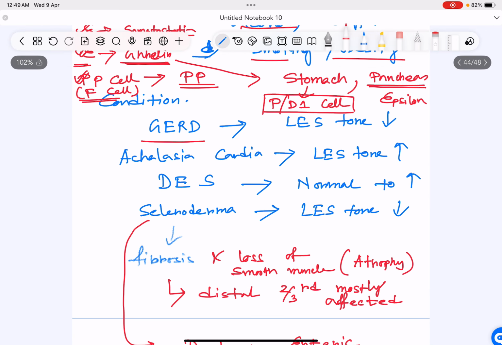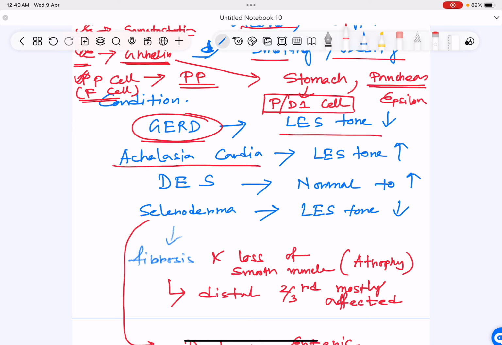So in GERD, that is in reflux, your LES tone is decreased. In achalasia cardia, the LES tone is extremely high, that is why nothing is coming down. In diffuse esophageal spasm, the LES tone is normal to increased, but it is mainly the esophageal contraction that is happening, not the LES contraction. So in diffuse esophageal spasm also, some amount of increase in the LES tone may be seen.